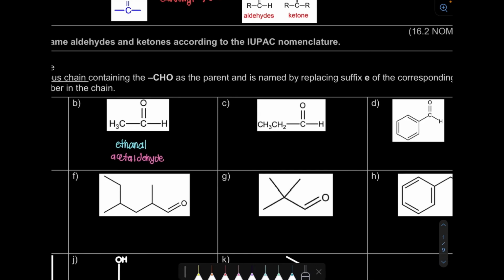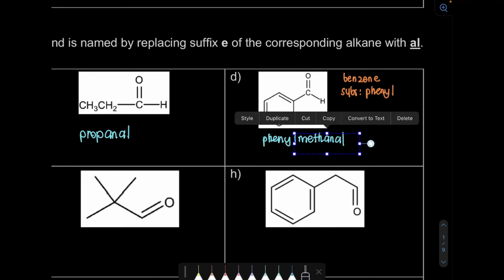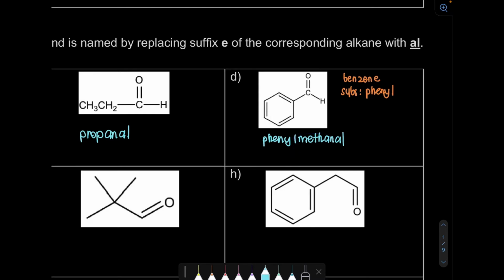Example C. Here we have 3 carbons. So instead of propane, it becomes propanal. This one has no common name. For D, our aldehyde is directly bonded to our benzene. So the name is phenyl methanal. Methanal is the parent name. Remember that benzene is the name of the functional group, but when it becomes a substituent, the name becomes phenyl. So the name is phenyl methanal. But again, the common name for phenyl methanal is benzaldehyde.